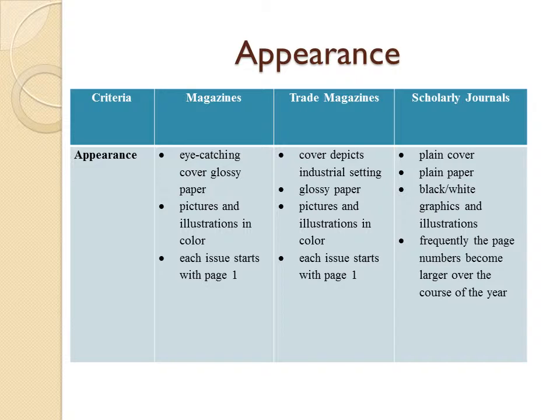Is the paper shiny or plain? Does it have a lot of pictures? Does each issue start on page 1, or do the numbers become larger over the course of the year? In the field of education, most of the journals have continuous pagination, meaning they start on page 1 and the numbers become larger and larger as the year progresses. The table below gives you tips on what to look for in these 3 different types of publications.